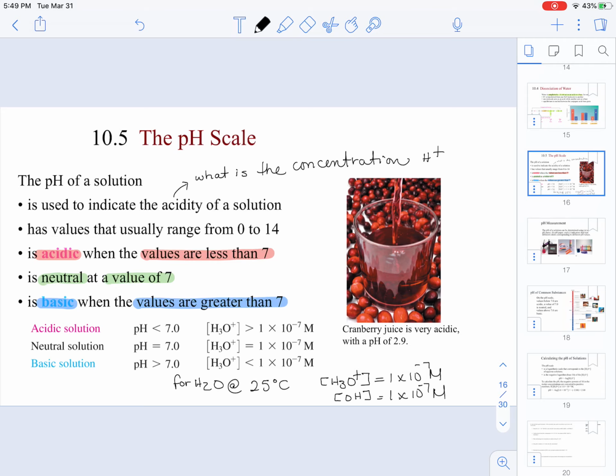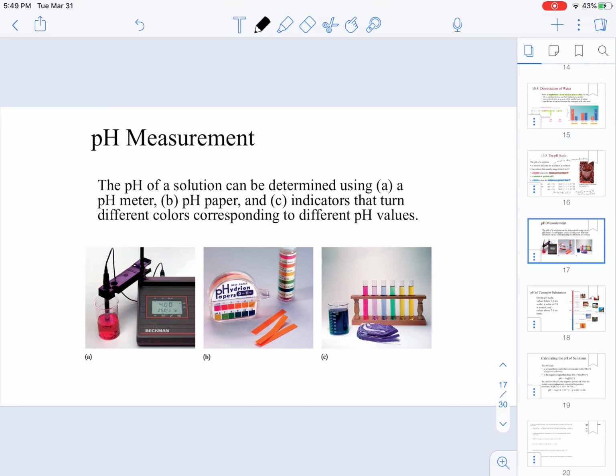Now, when it comes to pH, understand that there are different instruments that are utilized to measure pH. In A, you can see that we have an electronic instrument, a pH meter. We also have pH paper, which has a dye that can perceive the concentration of H+, and according to that, it's going to change to a different color.